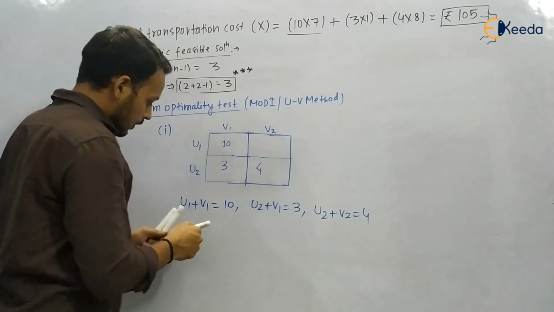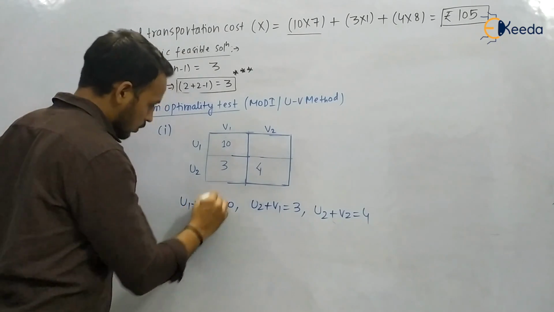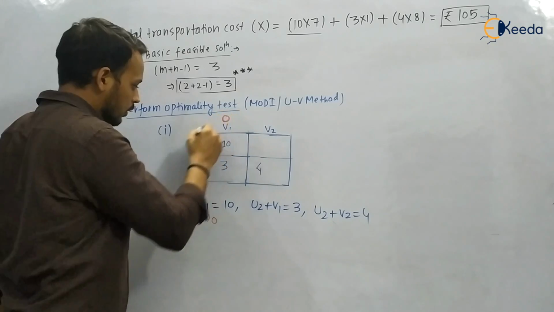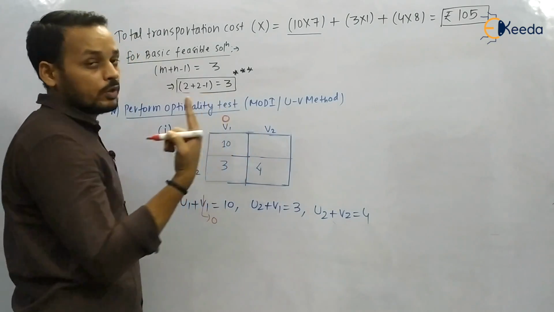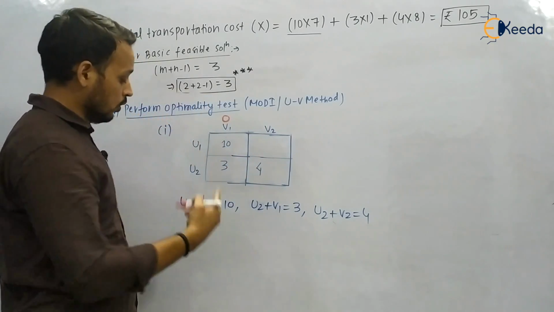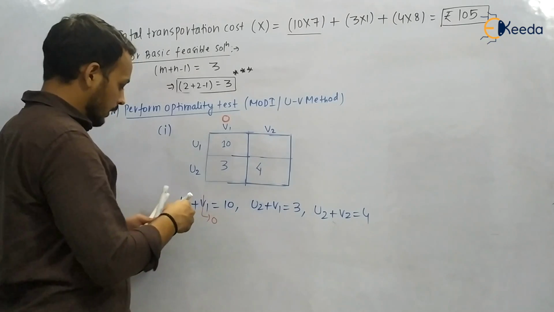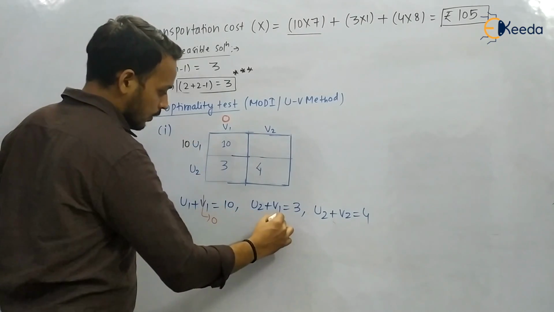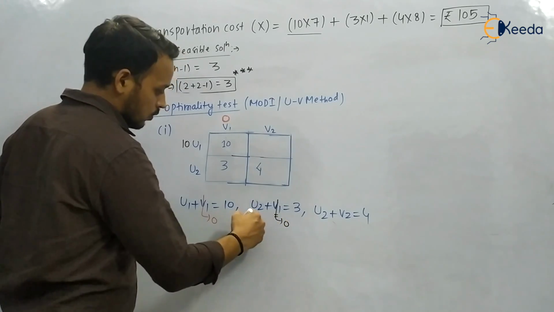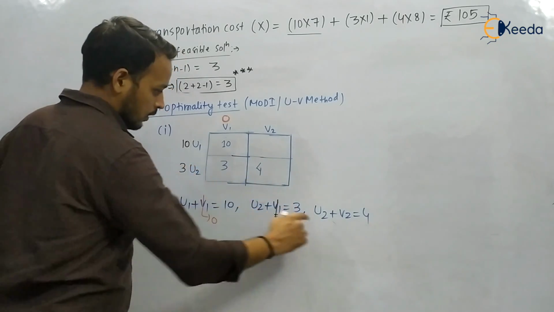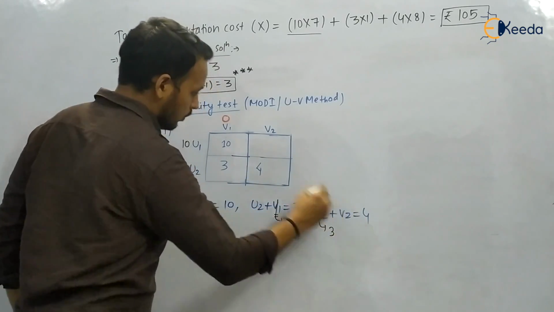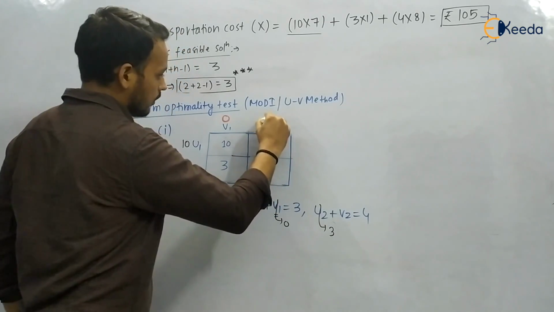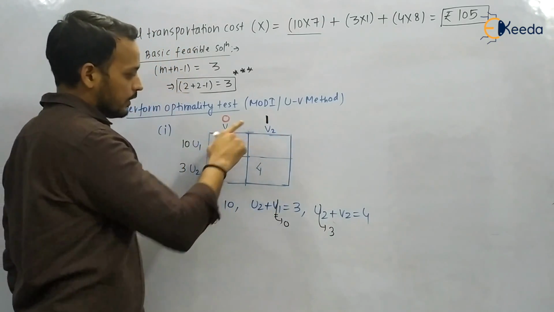So what we have to do? We have to assume V1 as 0. You can assume any quantity as 0. You can assume U1 as 0, V2 as 0, or U2 as 0. So V1 is 0. Then U1 is going to be 10. Now here V1 is 0 again, so U2 is 3. So V2 is 1. So we have got the Ui and Vj matrix.